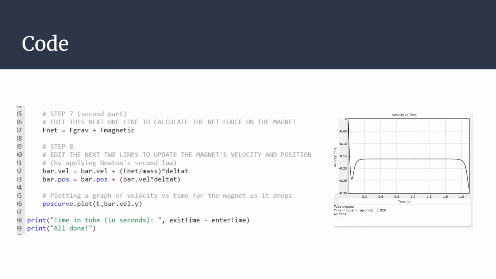Finally, this last chunk of code updates the net force, velocity, and position of the magnet inside the while loop. The while loop is set to run until the magnet has entirely exited the tube, so this chunk of code will be repeatedly updated through the simulation. On the right, you can see the final graph output of velocity versus time from running this code.